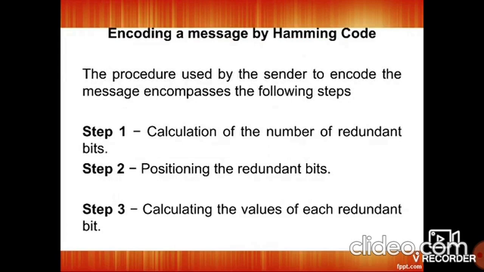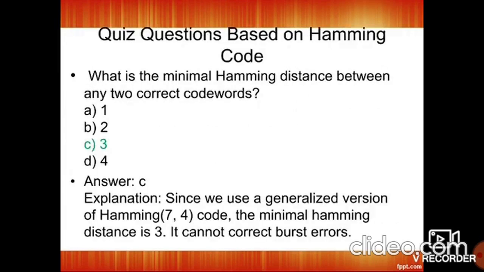The procedure for calculating the Hamming code can be produced in steps. Step 1, calculating the number of redundant bits. Step 2, positioning the redundant bits. And the third one is calculating the values of each redundant bit.